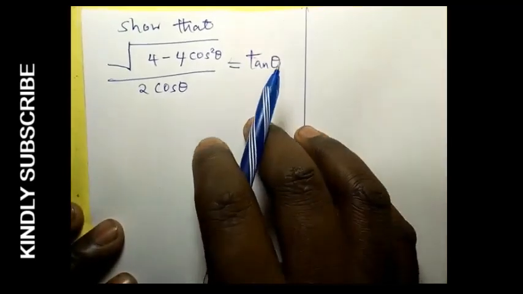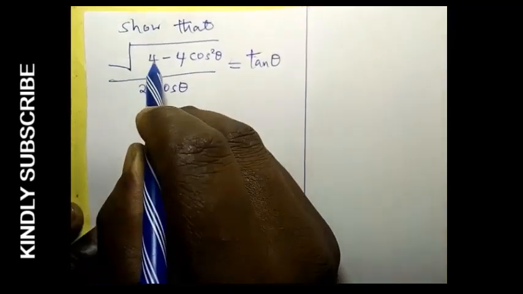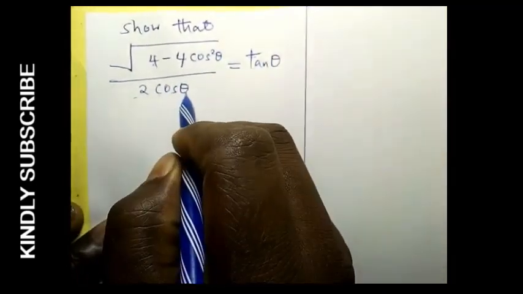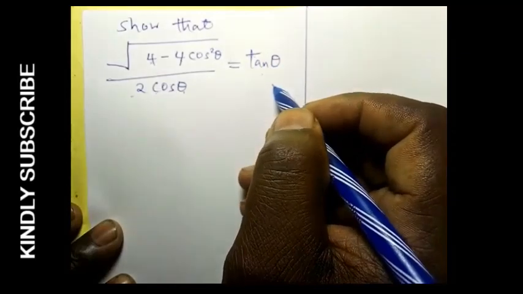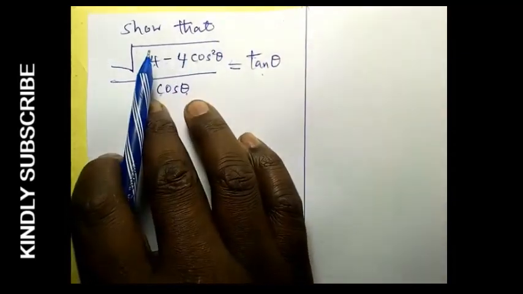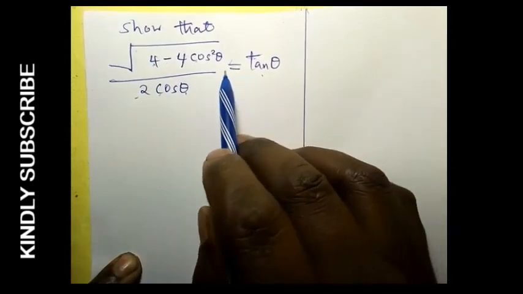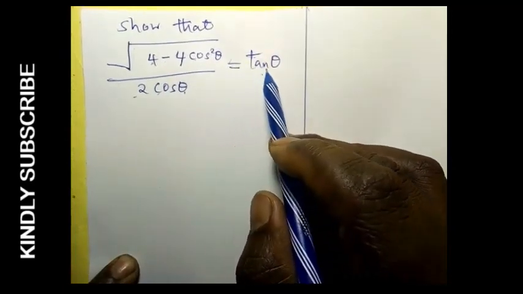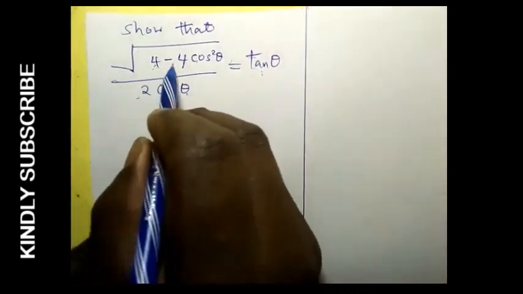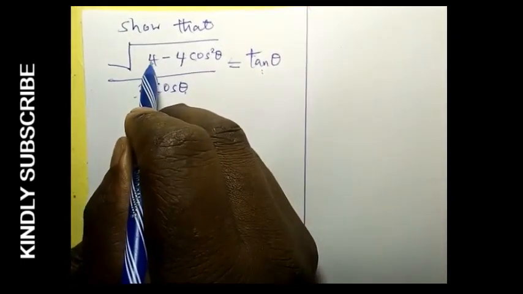Show that the square root of 4 minus 4 cos square theta, divided by 2 cos theta, is equal to tan theta. So we want to show that everything on the left will finally come to be equal to tan theta. So we begin. First, what can you see in the square root?